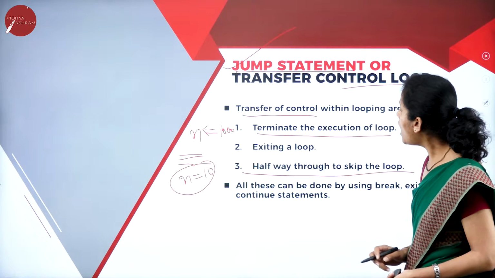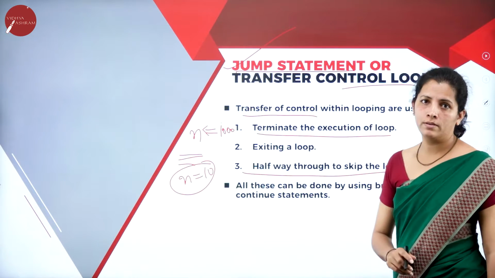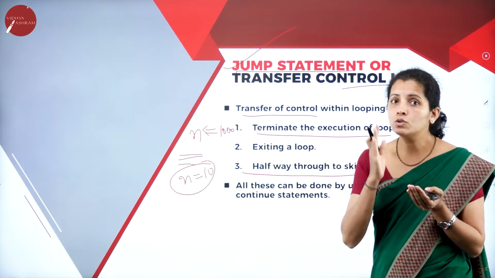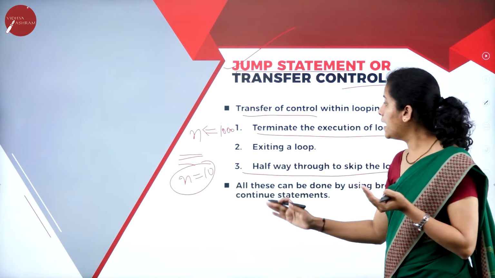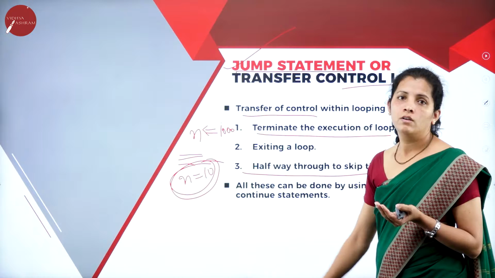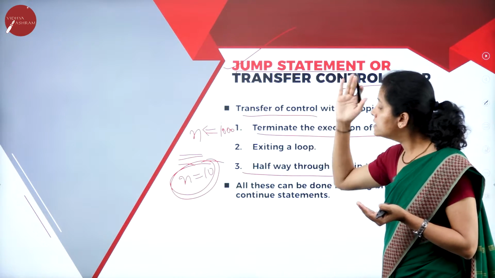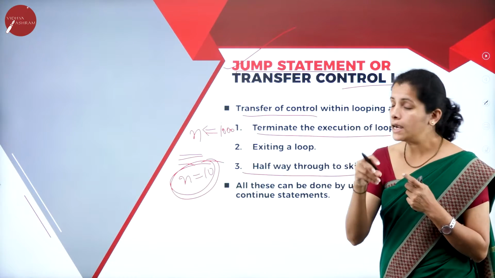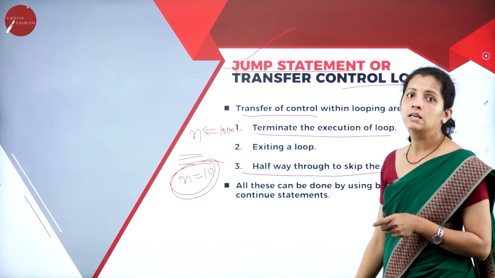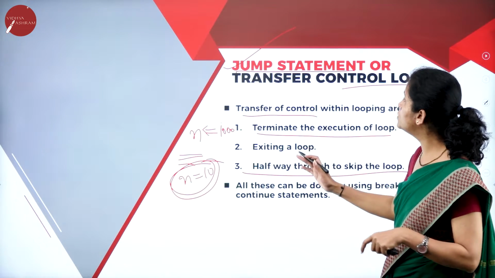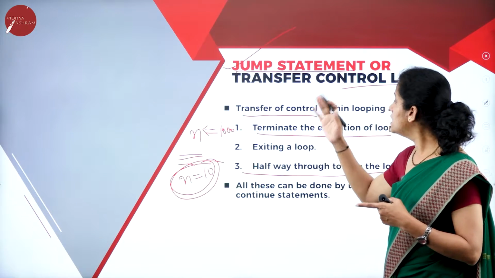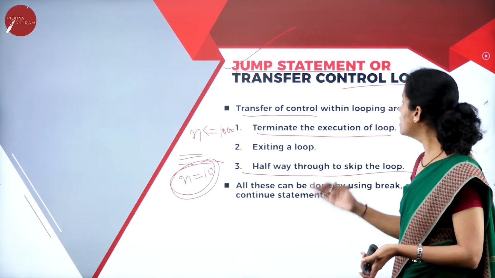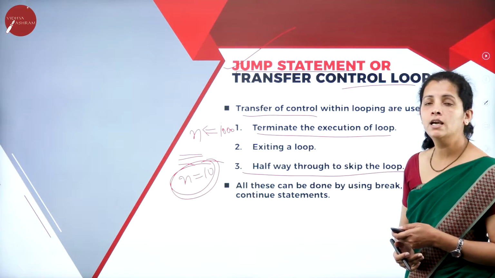Another one, halfway through, skip the loop. That means I want to skip a certain line, I want to skip a certain statement. In that time, I'm going to use the jump statement. So, at certain times, I need to skip certain statements. In that time, I'm going to use the jump statement. These are the 3 uses of the jump statement. One is to terminate the execution. Another one, exiting. Another one, halfway through, to skip the loop.